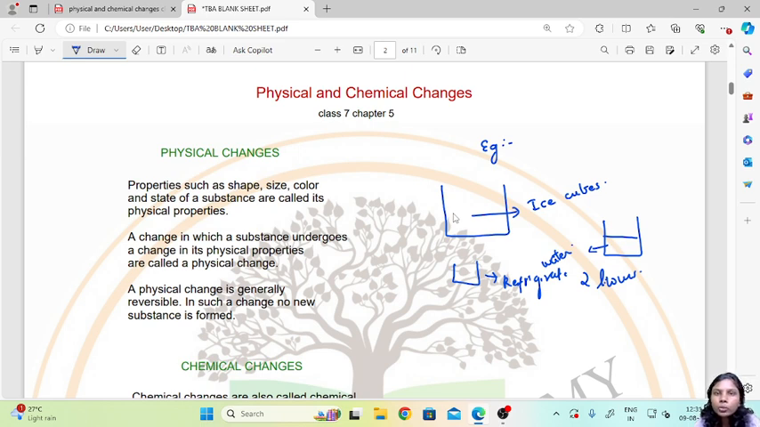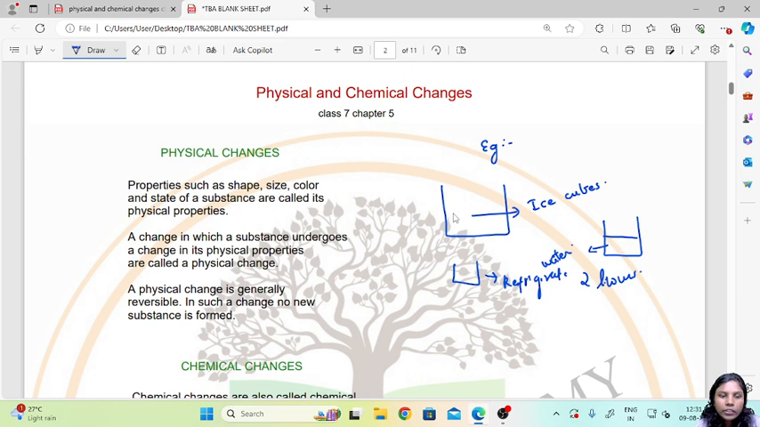Then say size. Say I'm blowing a balloon. If I'm blowing air, the size of the balloon will change. If I'm releasing air, the size of the balloon will again change. Color can also change. Say if we have litmus paper, we can visually see the change in color that is happening. And for the state of a substance, an example is boiling of water. If you continue to boil, after some time the water will start going off as vapors. So all these changes are known as physical properties and they are visible to our eyes.